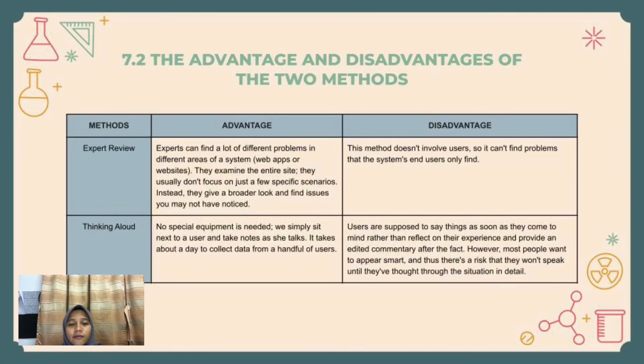First, the expert review advantage. Experts can find a lot of different problems in different areas of a system, web app or website. They examine the entire site. They usually don't focus on just a few specific scenarios. Instead, they give a broader look and find issues you may not have noticed. For the disadvantage, this method doesn't involve users, so it cannot find problems that only the system's users find.